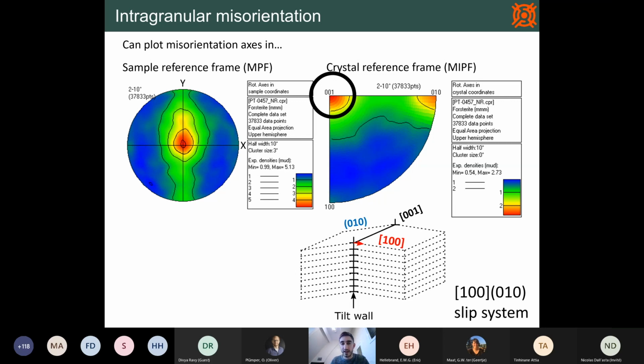So we don't need to go into how we interpret that too much at this point, but just to say you can get this really detailed information on the lattice distortion.